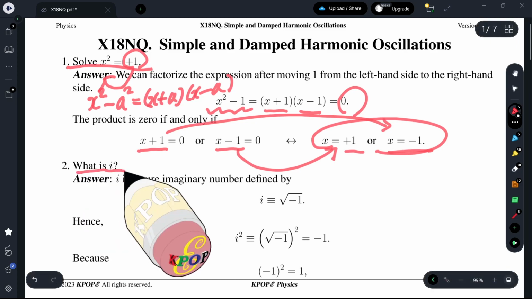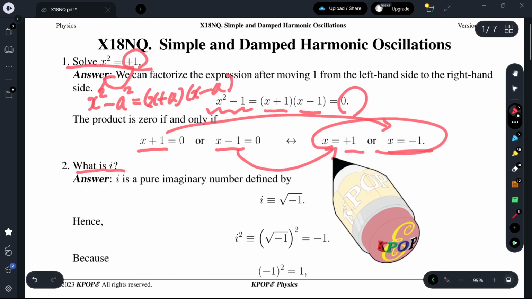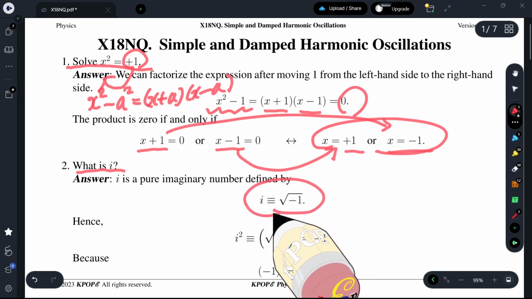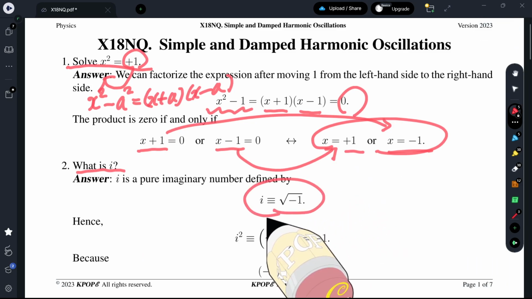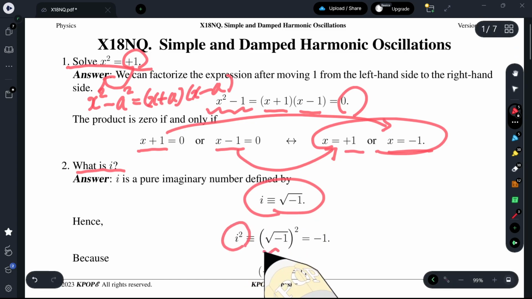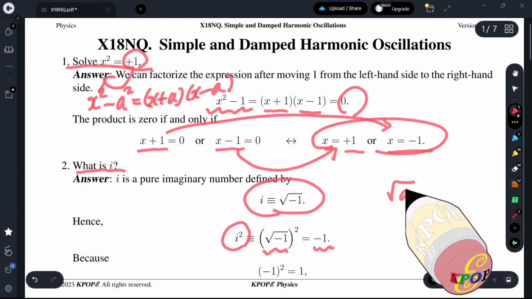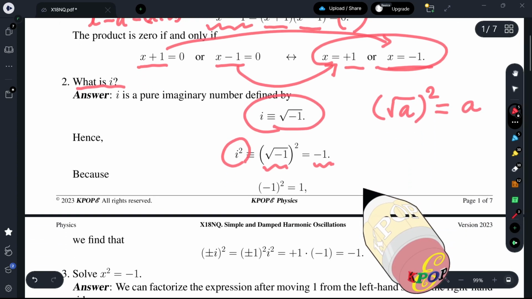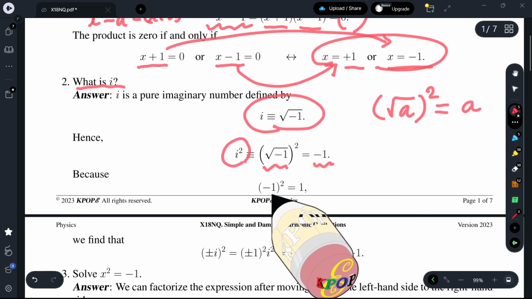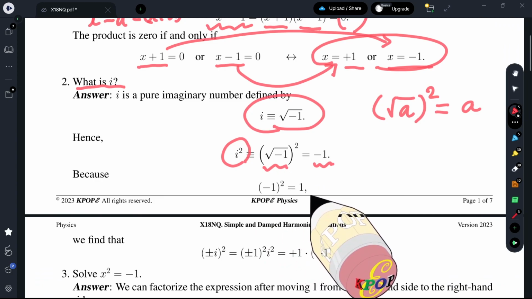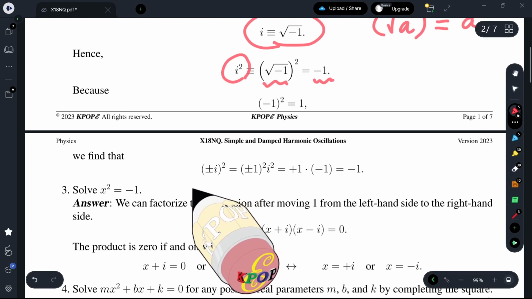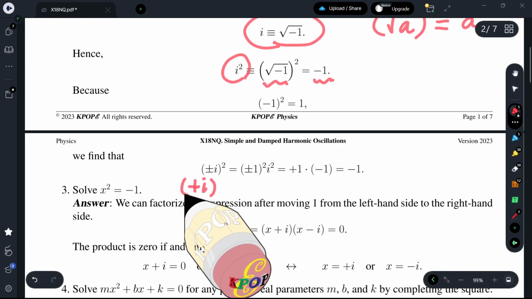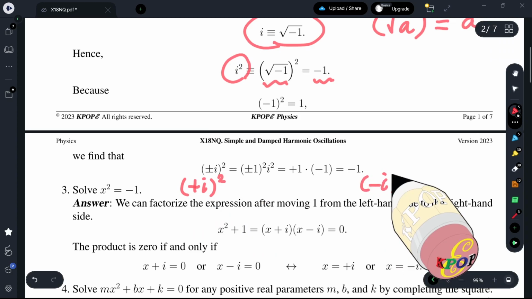Next, what is i? i is defined as the square root of minus 1. Hence, if you square this, the result is minus 1. The square root of a squared is a. Because the square of minus 1 is plus 1, we find that we have plus i squared and minus i squared.